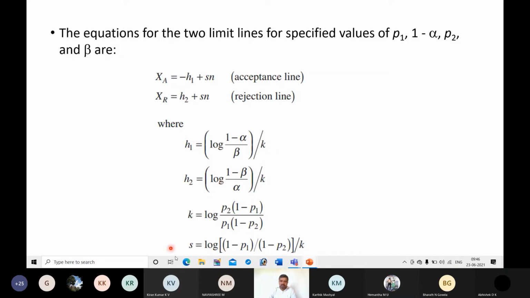After finding H1, H2, K and S values, you can find the XA and XR values, and you can plot them on the graph and you can get the line.